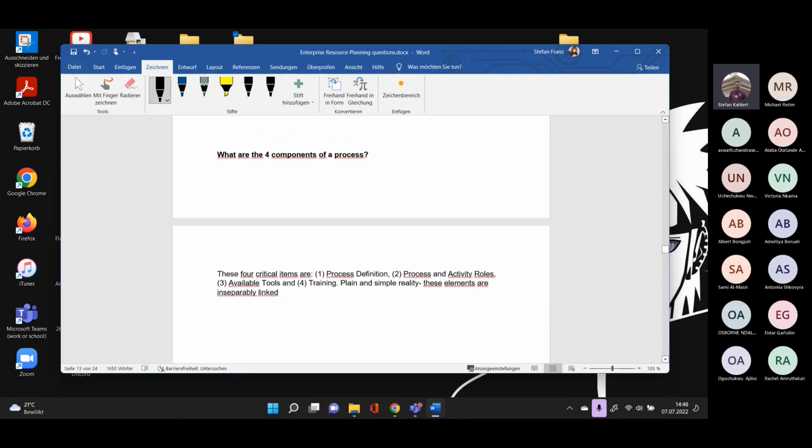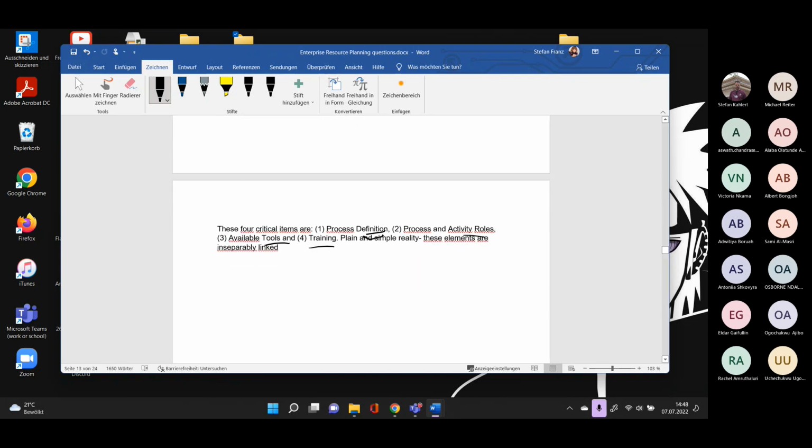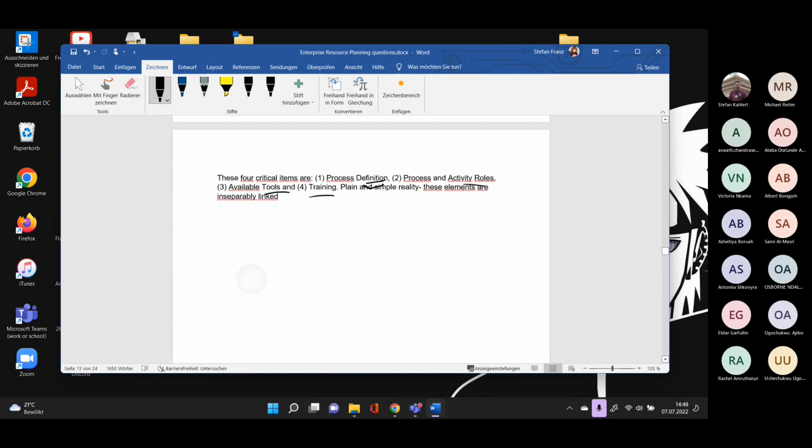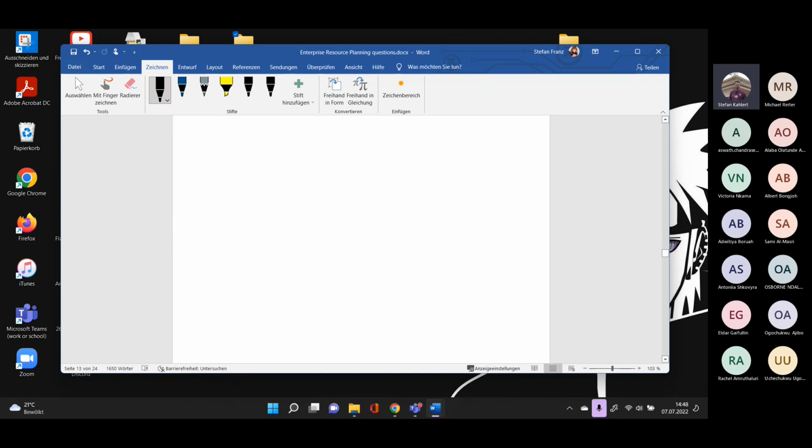Four components of a process: definition, roles, tools, training. So this one you can just learn, except if you have a question on that. And as you can imagine, they are linked to that. The training is always required, not only in an ERP system.